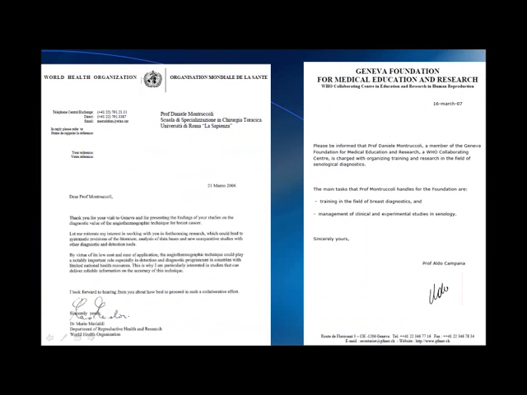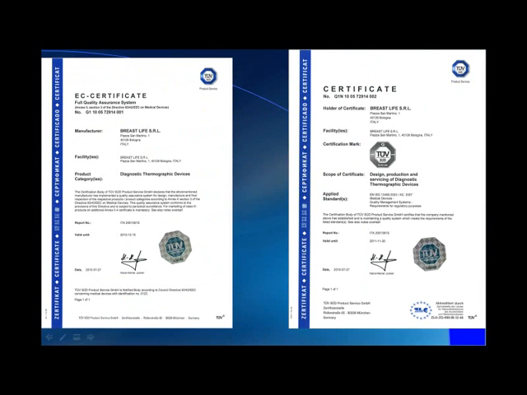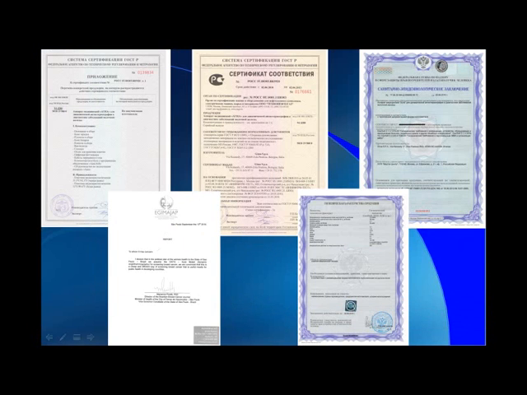The World Health Organization and the Geneva Foundation for Medical Education Research approved me to develop this technique all over the world. We have all the certificates that we need, the certificate of diagnostic thermographic device, or the fabric with the system of quality, and we have also all the certificates from Russian Federation, Kazakhstan, Brazil.